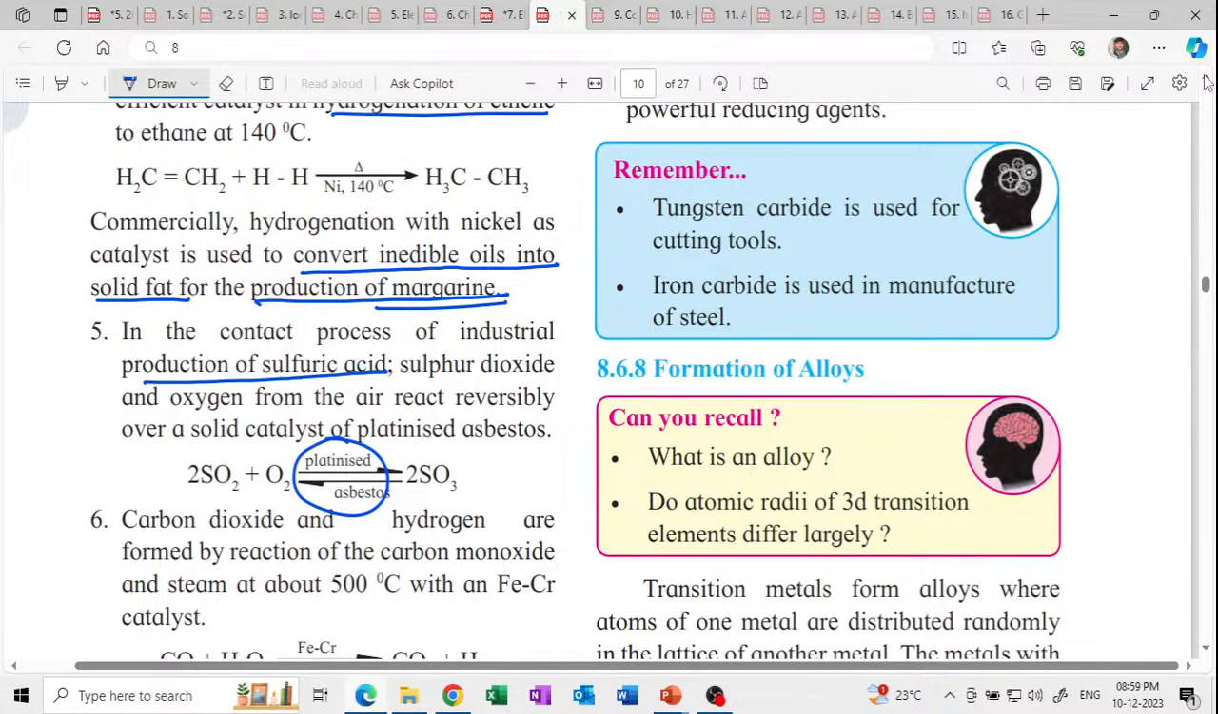Get it? And next is iron chromium. It is represented as the iron chromium catalyst. It is used for producing carbon dioxide and hydrogen from carbon monoxide. So what is the answer? Cobalt thorium alloy. Get it? So please write it now. Note it down. This is a very important question.